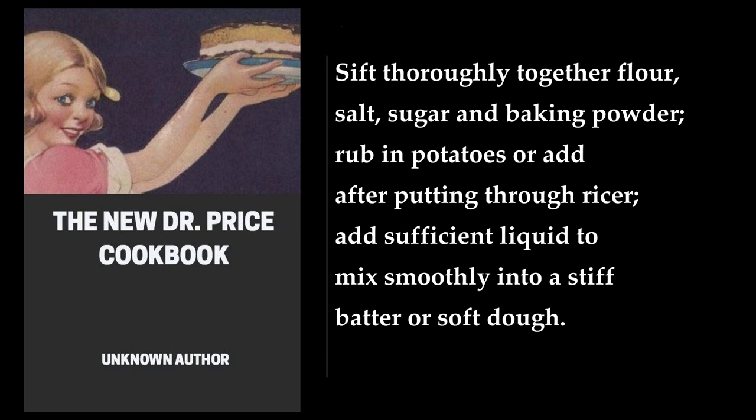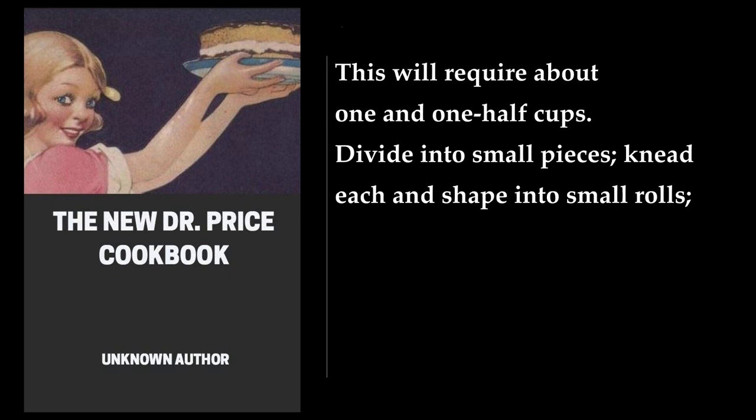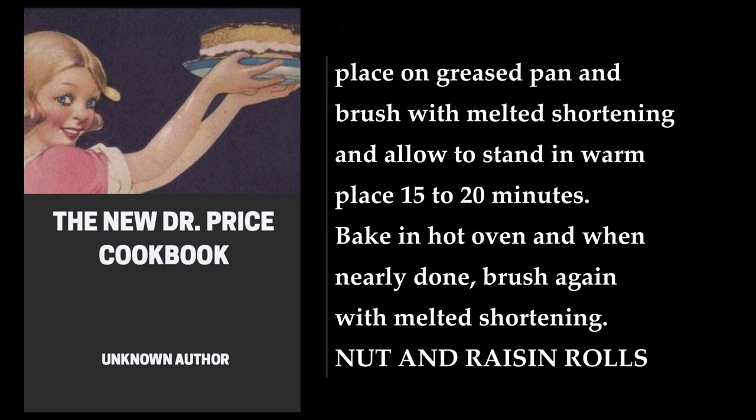Sift thoroughly together flour, salt, sugar and baking powder, rub in potatoes or add after putting through ricer. Add sufficient liquid to mix smoothly into a stiff batter or soft dough. This will require about 1 1/2 cups. Divide into small pieces, knead each and shape into small rolls. Place on greased pan and brush with melted shortening and allow to stand in warm place 15 to 20 minutes. Bake in hot oven and when nearly done, brush again with melted shortening.